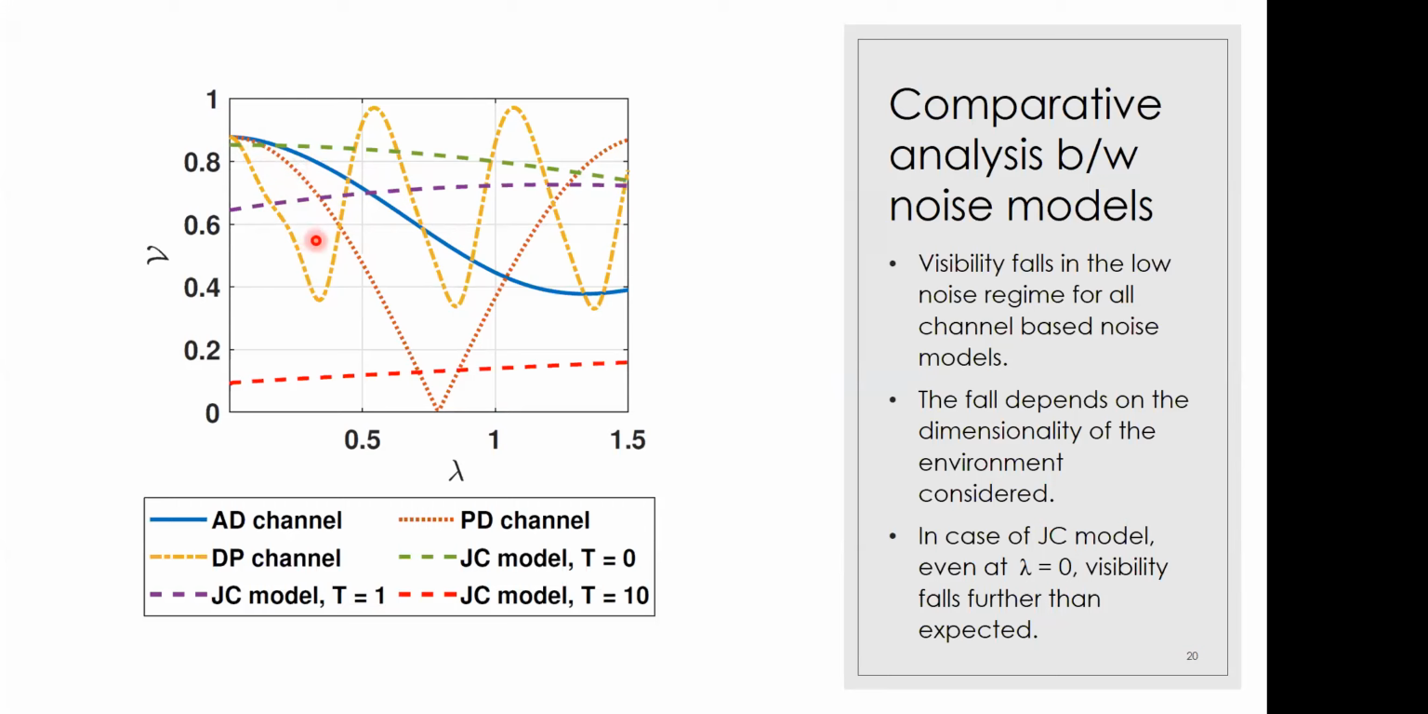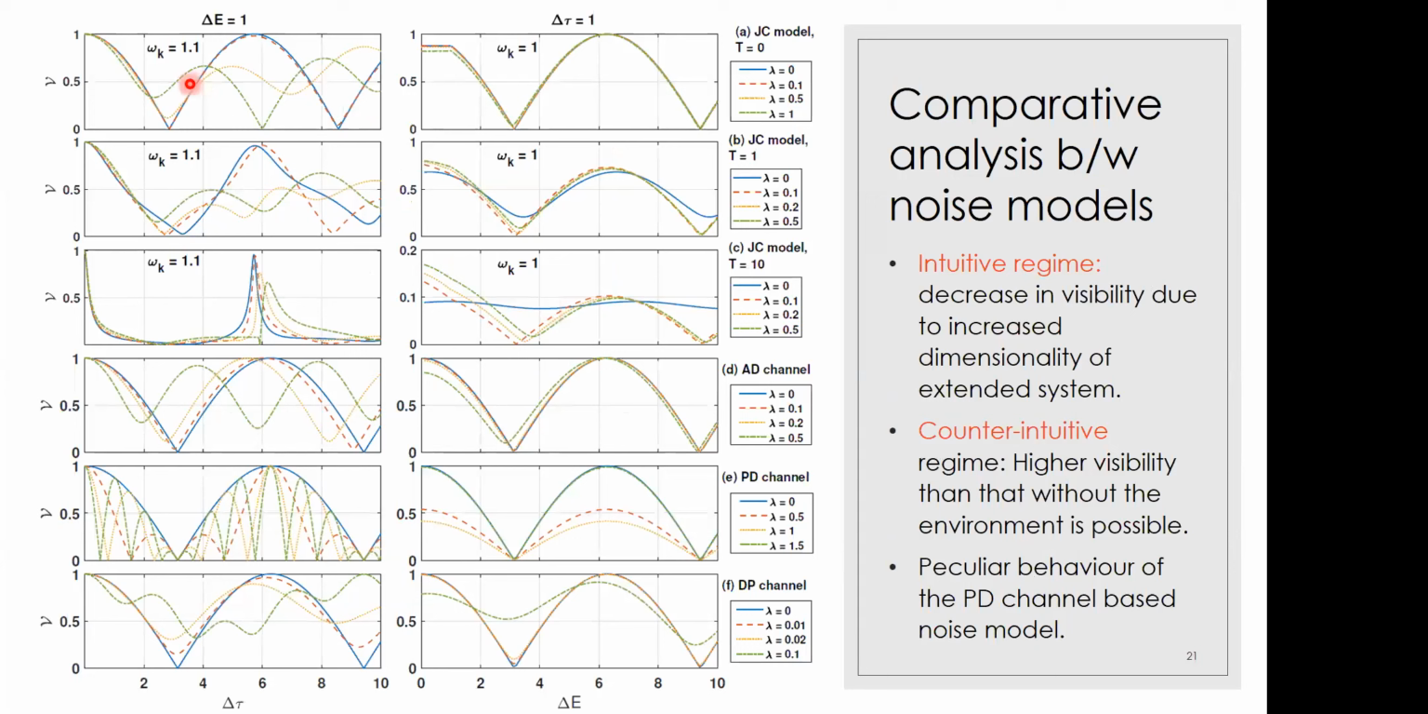So the Jaynes Cummings model is different from all of these in the sense that it is not devoid of H environment. That is, H environment is not 0, and we see that for different temperatures, and one can ascertain the trend that at higher temperatures the visibility is much lower for Jaynes Cummings based noise models. And so the main point is that even at lambda equal to 0, visibility falls further for the Jaynes Cummings model. And that is just because even though there is no coupling to the environment, the environment is also self-evolving. So that was the plot for visibility versus the noise parameter.